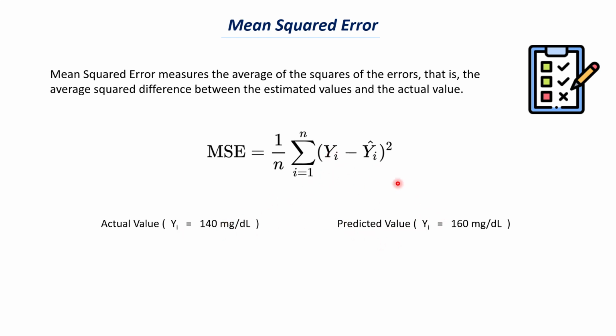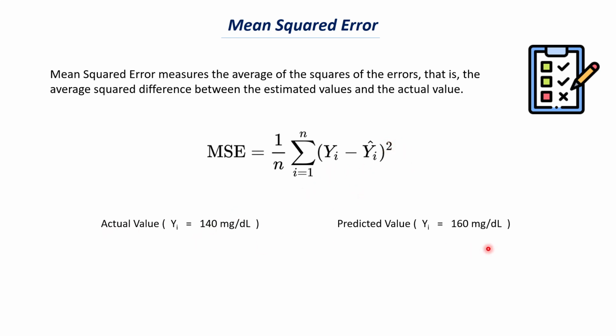So 140 minus 160. We are squaring this value in order to neglect the sign convention. If you subtract 140 minus 160, you will get an error value of minus 20. We don't want these negative errors in our evaluation metric. If you have negative errors and positive errors, both of these errors will cancel out, and we don't want that. It won't be a correct metric. So we need to remove those signs. Hence, we are squaring the error.